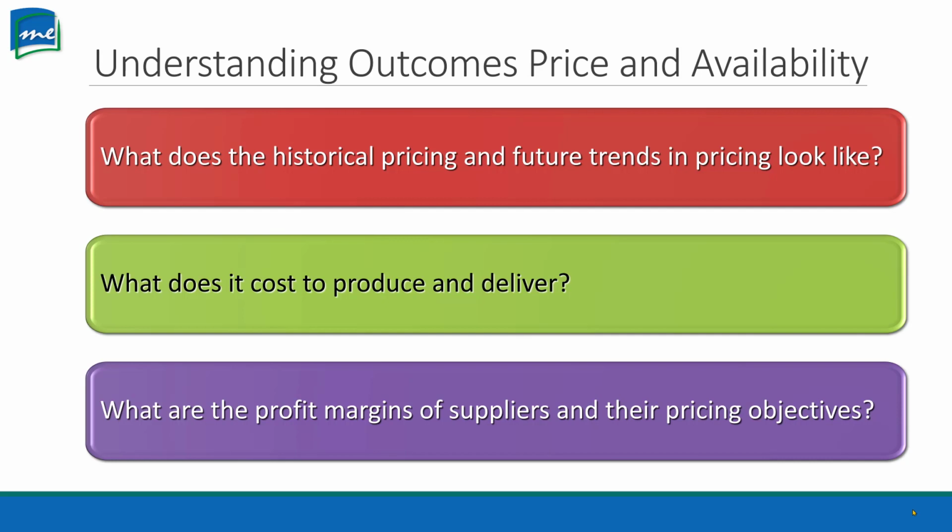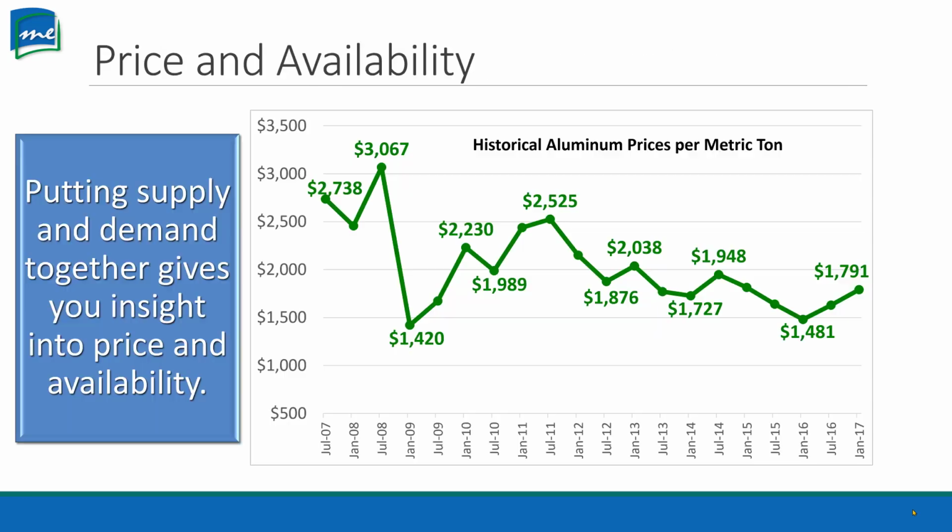If you understand that aluminum is worth $1,000 per ton, well, what is the supplier's markup? Is the supplier trying to get a markup of 10% or a margin of 10%? That might mean they sell it for $1,100. Well, can you negotiate that and maybe get it for $1,050? It's possible. Understanding your supplier is going to help with that. So let's see this chart here. We put supply and demand together and we get insight into price and availability.